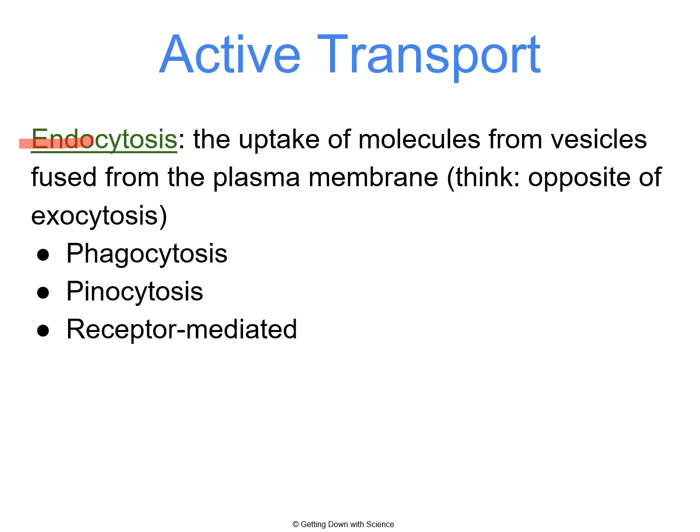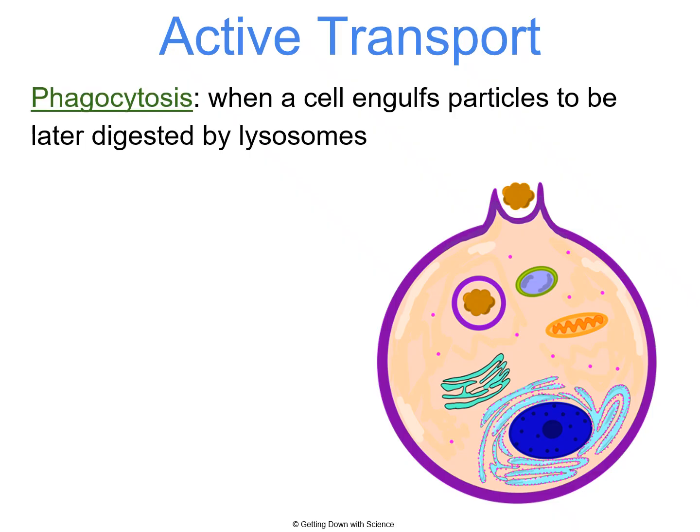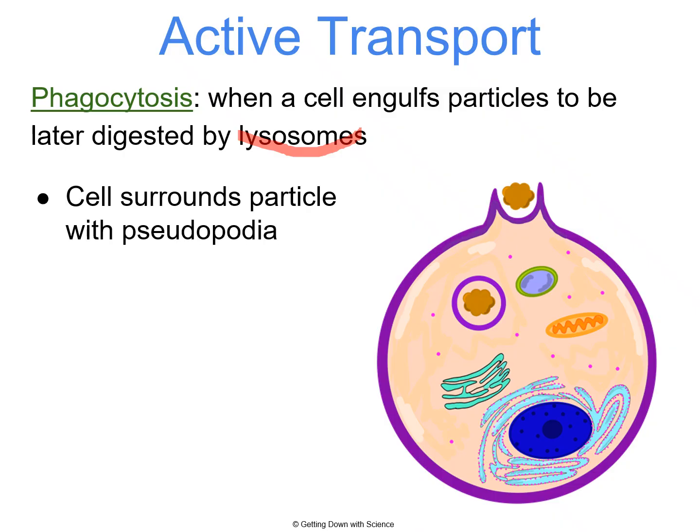So here we have phagocytosis, which is cell eating. These are when particles are large and the particles are being engulfed by these lysosomes. These particles are usually waste particles or pathogens, and they will be dissolved by lysosomes. And remember what lysosomes do. Lysosomes will digest these molecules using enzymes.